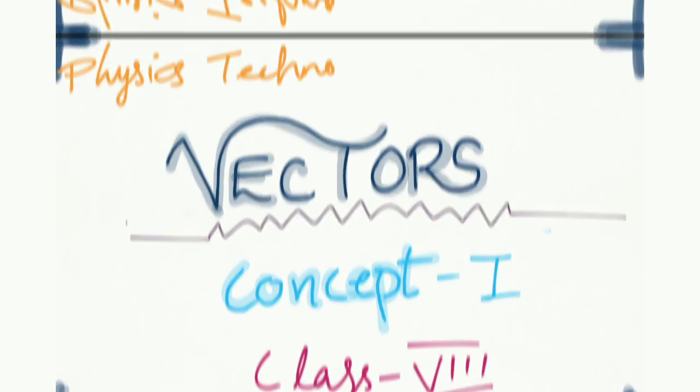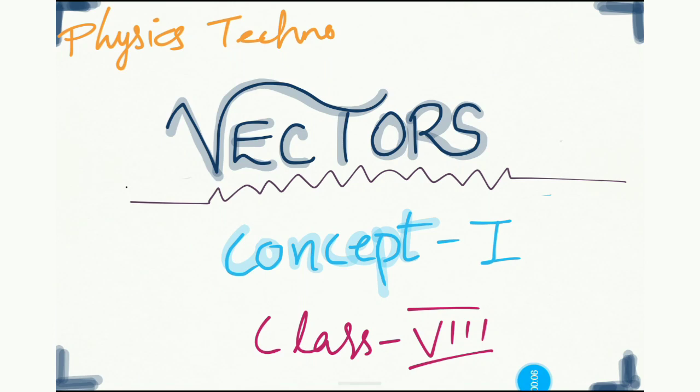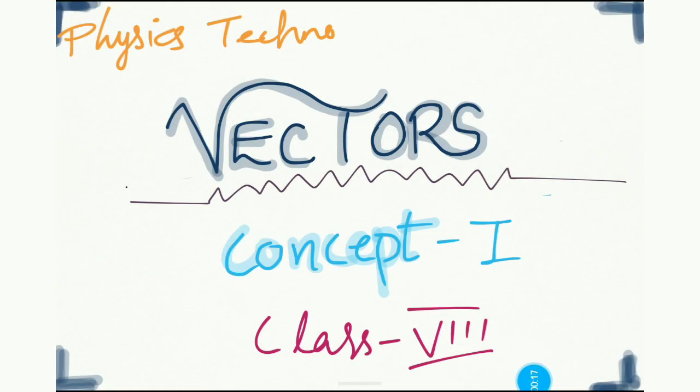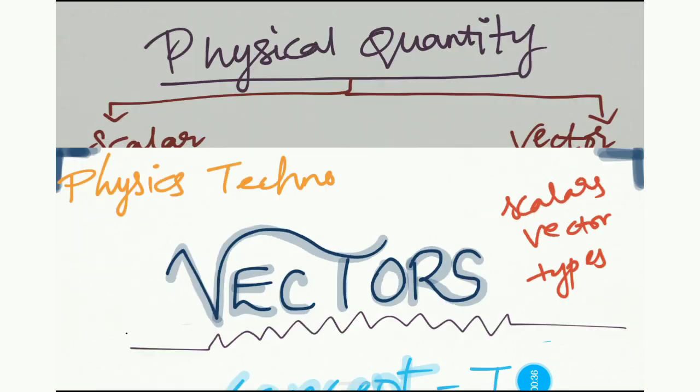So in this video we will be looking at the vectors concept 1, class 8 physics. This is the new chapter. In concept 1, as you all know, we will be having a complete introduction. In this concept we will first see scalars, vectors and types. That is what is there in the introduction. Very simple, don't panic. So let's begin with this.